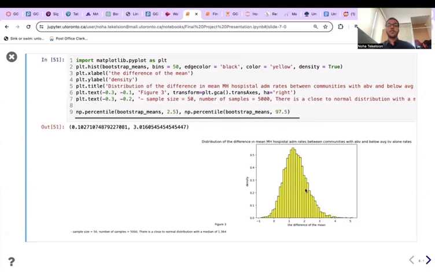And then coming to this is basically the distribution of the difference in the mean mental health hospital admission rates between communities with above and below average living alone rates. This is based off of my bootstrap mean list that I had created. I just basically created a histogram from this, and it was a sample size of 50. The number of samples was 5,000, and this is close to a normal distribution with a median of 1.364.